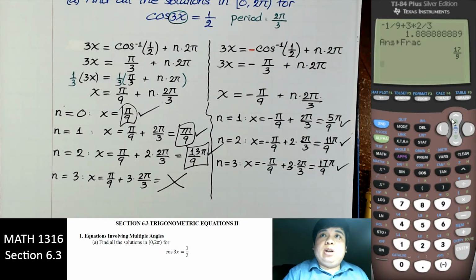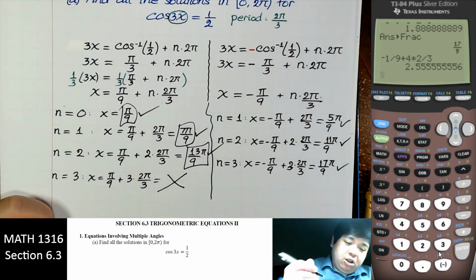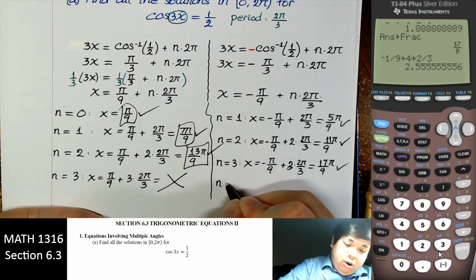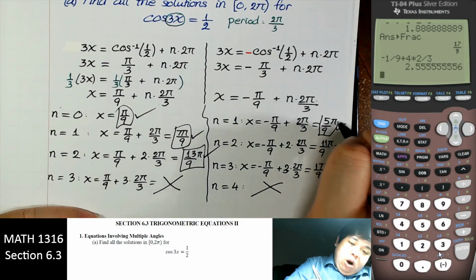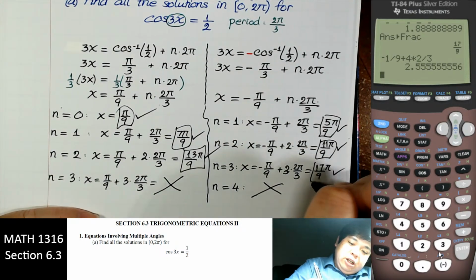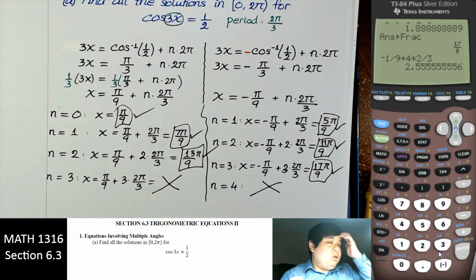Now if we make n equal to 4, it is 2.55 something. It's way out of the 2 pi. It doesn't work anymore. So we have 1 solution, 2 solutions, and 3 solutions, and then 3 more. So we have 6 in total. So we have 6 solutions.